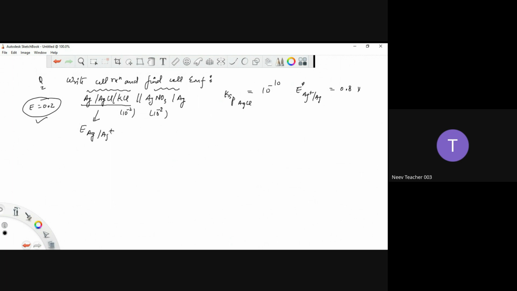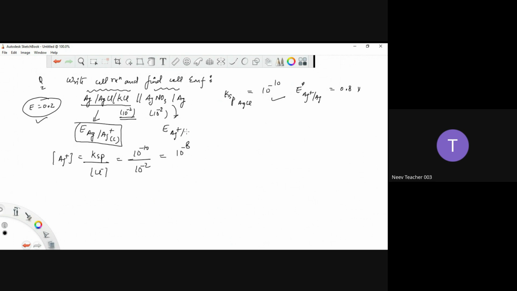And the concentration of this Ag plus will be from Ksp over Cl minus concentration. So Ksp is given to you, which is 10 to the power minus 10, and Cl minus concentration is 10 to the power minus 2. So from here, the concentration of Ag plus came as 10 to the power minus 8. Now just focus on this part. And this is also what?